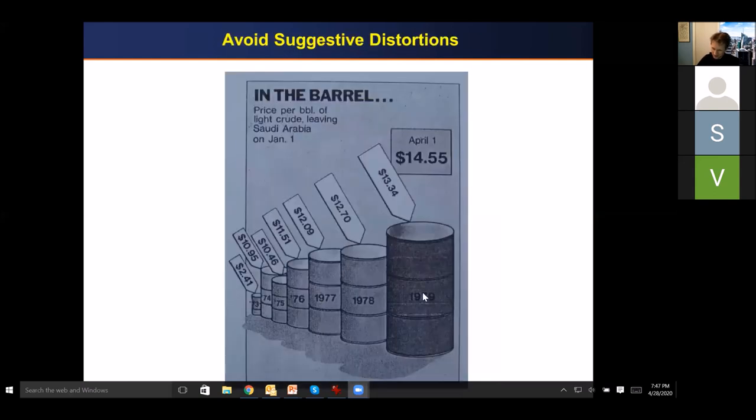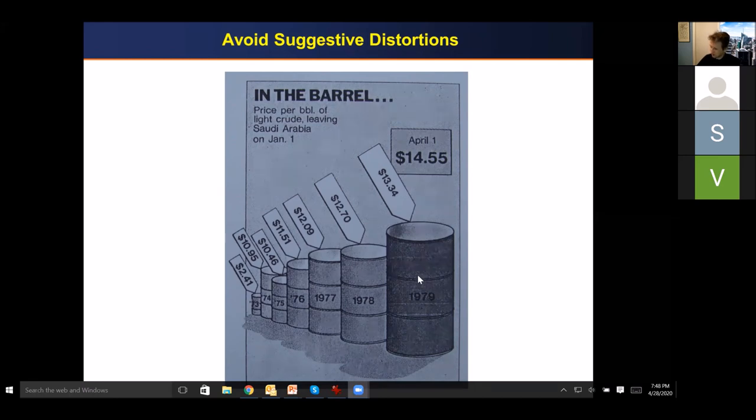So barrel is another one. When you look at the price per barrel of light crude oil leaving Saudi Arabia on June 1, also from the 1970s, when you just compare the height of these barrels, it's really the truth. But people don't just look at the height of the barrels. People look at the area at the very least, or even the volume of the barrel. They think, wow, this is a teeny weeny barrel, and this is a massively huge barrel, and you pay amazingly much more per barrel than here. But it's only six times more, while this looks like probably 60 or 80 times more, right?